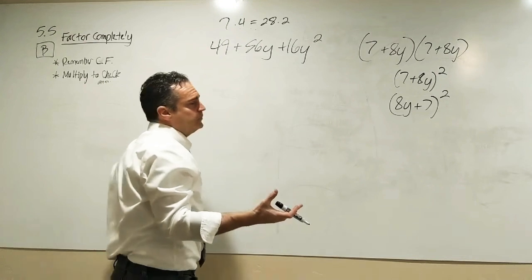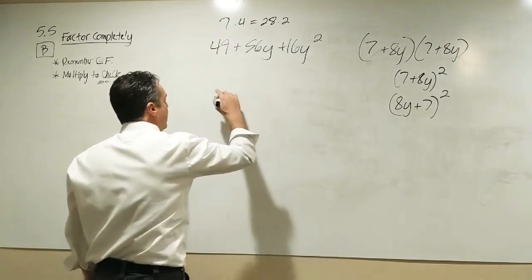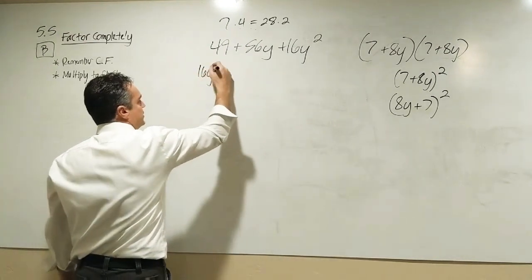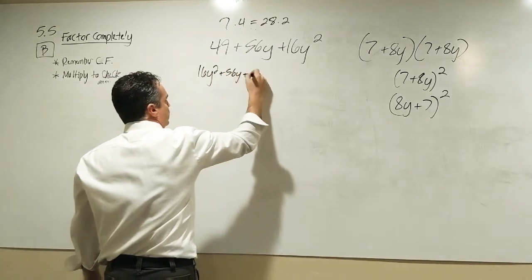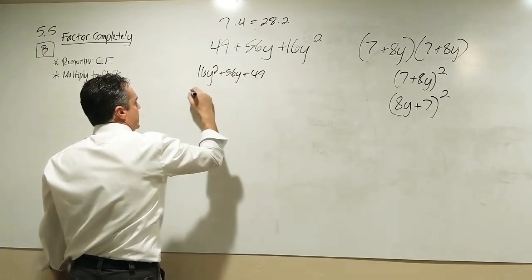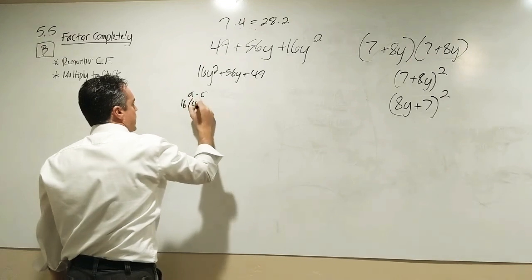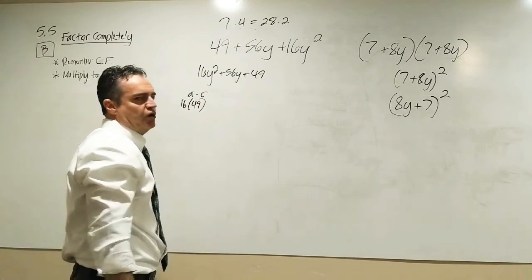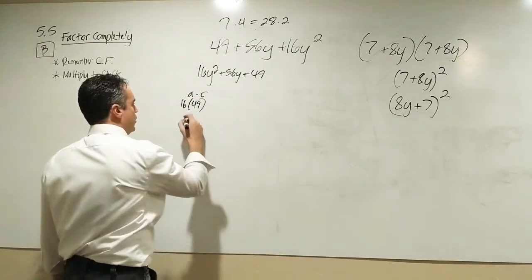It just wouldn't work. So we can always go back to the old method here, where we put this in descending order, 16y squared plus 56y plus 49, okay? And a times c is 16 times 49, and sweet Hallie has an answer for us. What is it? 784.